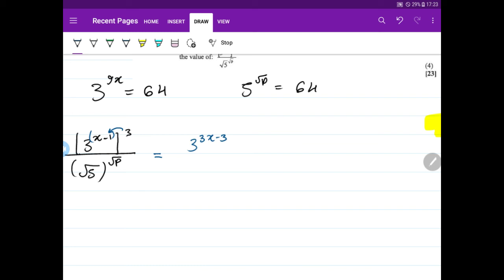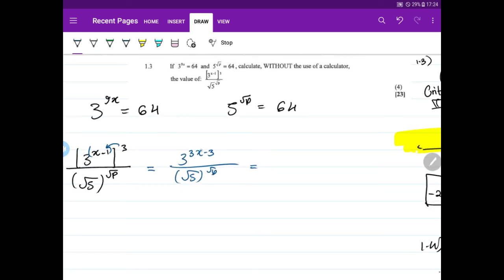Write something, okay? And yeah, so it's root 5 raised to the root p. And this is also equal to, I want to split this up because it's making me uncomfortable because I can see something here. 3 to the 3x times 3 to the minus 3, isn't that so?